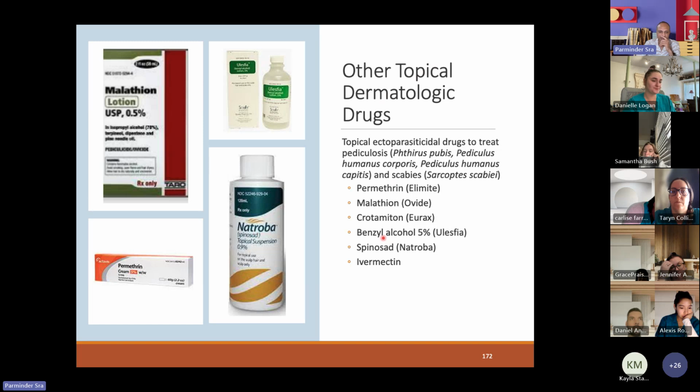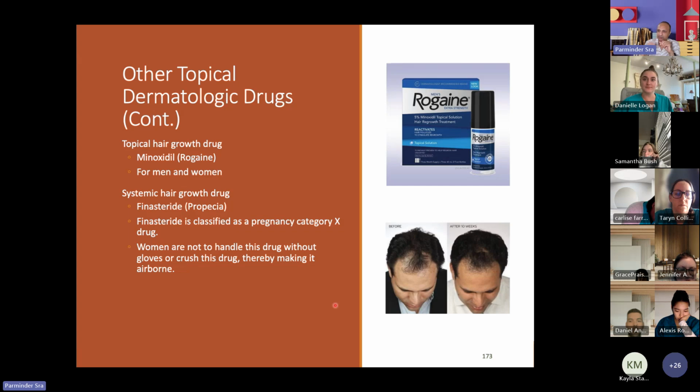This benzoyl peroxide is usually used in children under the age of 4 years. It's safer for them. All right.